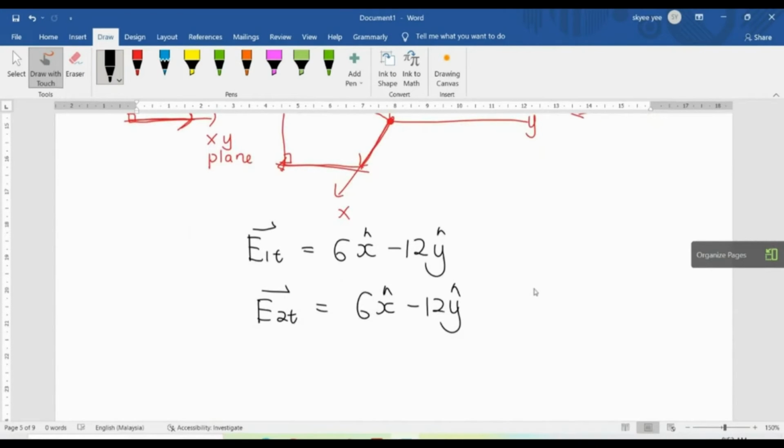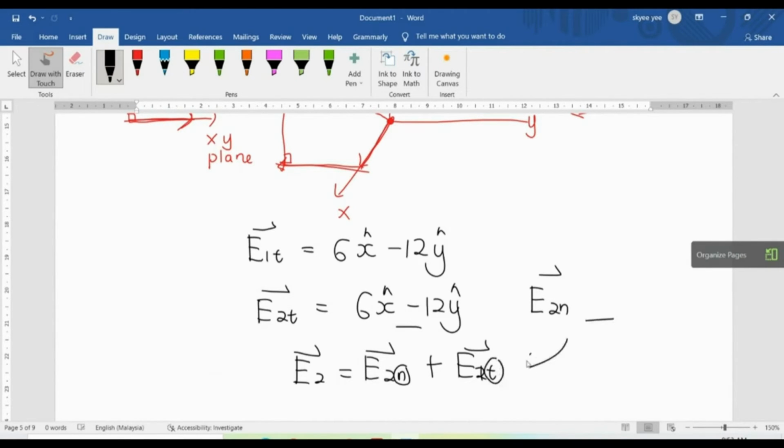Same, no changes, so this one will be your E2 tangential. I will proceed to the E2n component. Now I want to find this one. Why do I need to find it? Because E2 is equal to E2n plus E2t. For all the electric field or electric flux density, you can break it into a normal component and a tangential component. When you find them one by one, you can combine and get E2. So now I want to find E2n.